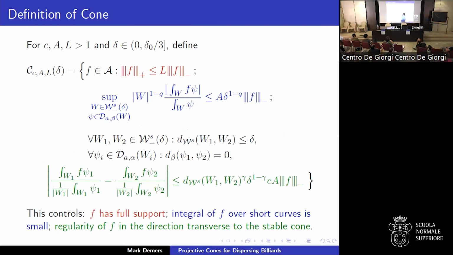So the red one is what we said before. If the sup is bounded by some constant times the inf, then you have full support. In particular, it forces the inf to be positive, and somehow the mass is spread evenly. So that's the red condition.